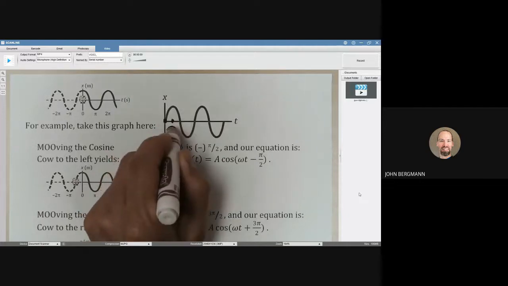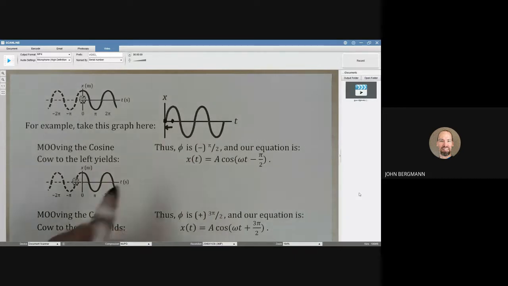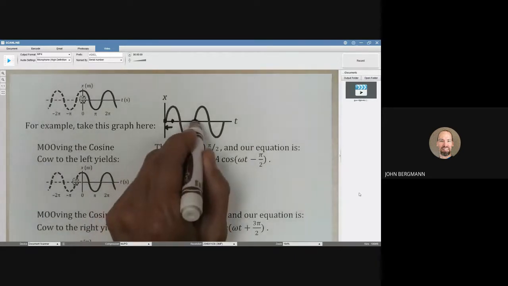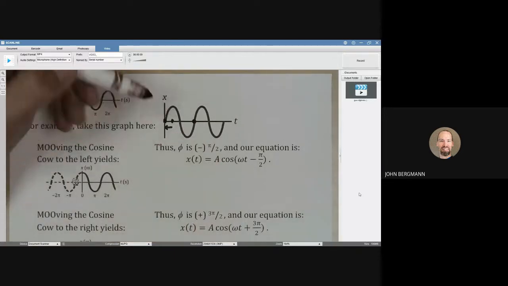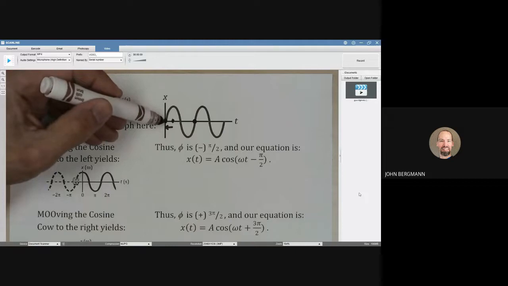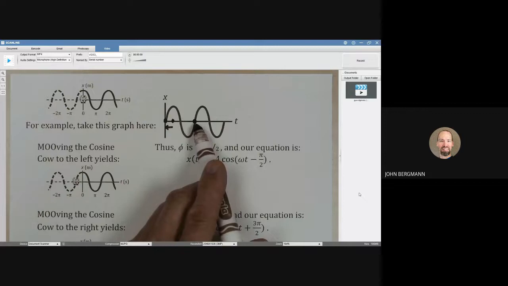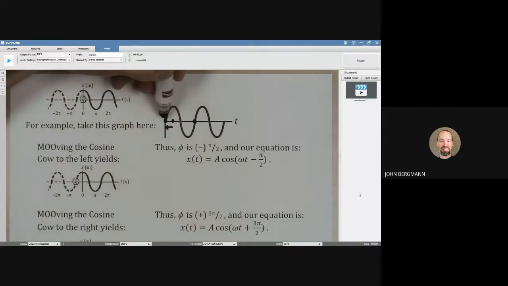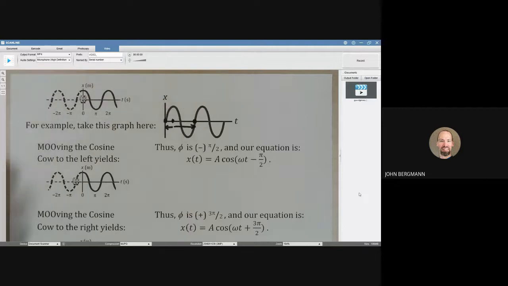So if we move her to the left, we move her that far. If you want, you could move her to the equivalent point on the right, which would be right here. You see how the slope right there is positive and the x value is 0. Similarly, at this point, the slope is positive and the x value is 0. So if we scoot Bessie to the left, we're going to get minus phi, or if we scoot her to the right, which would be that far, it's going to be plus phi.